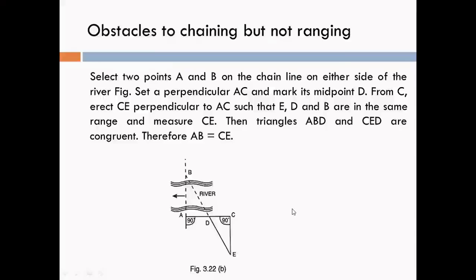And for similar triangle, see the length of line AB is equal to length of line CE. You can see in figure, the length of line CE is equal to length of line AB, and measure the length of line CE on the ground with the use of tape. So CE is equal to AB.